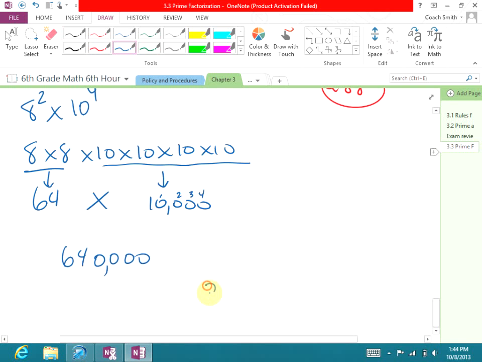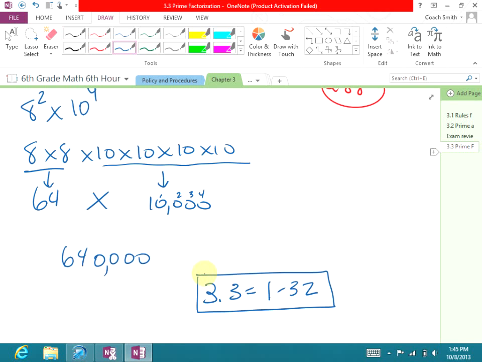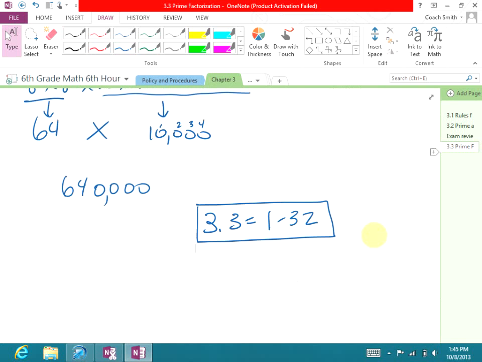Your homework, 3.3, 1 through 32. Now, please do not put this off till late tonight, because it'll take you about an hour. Huh? Welcome to life. So you have 1 through 32. You can use either prime factorization or inverted division. You have to show it, yes.